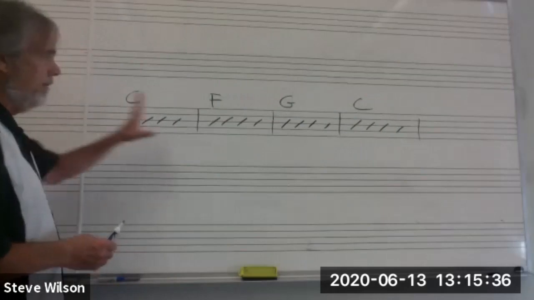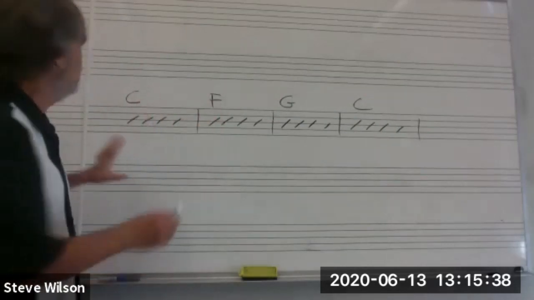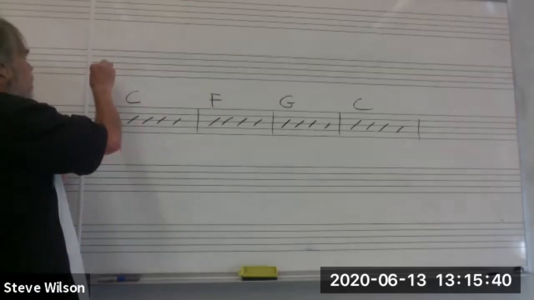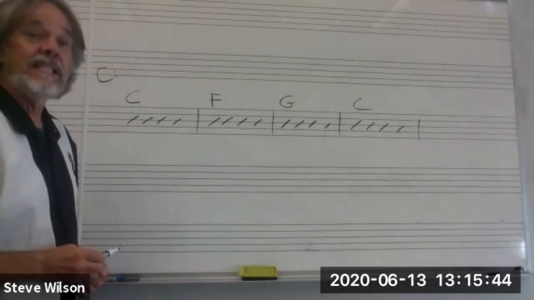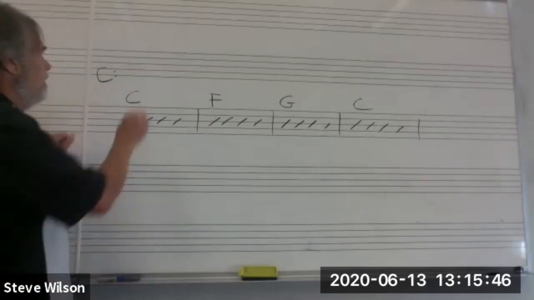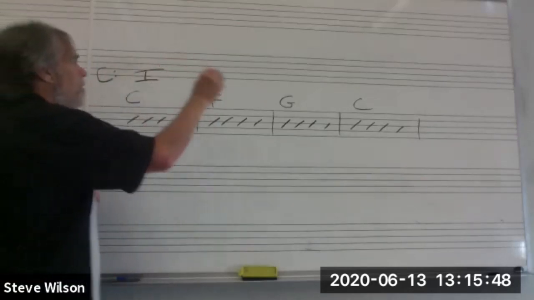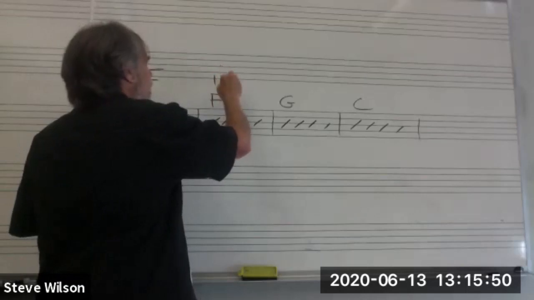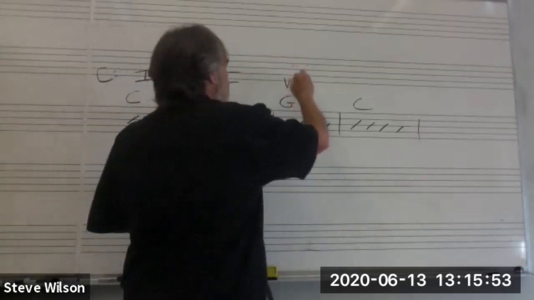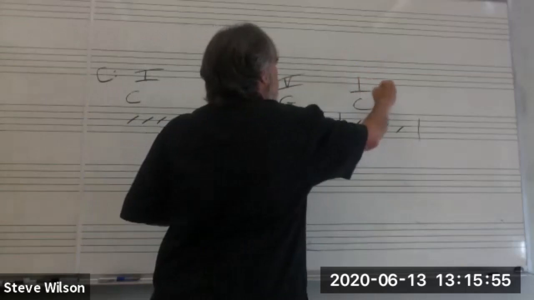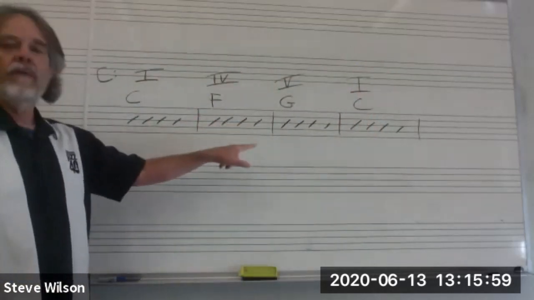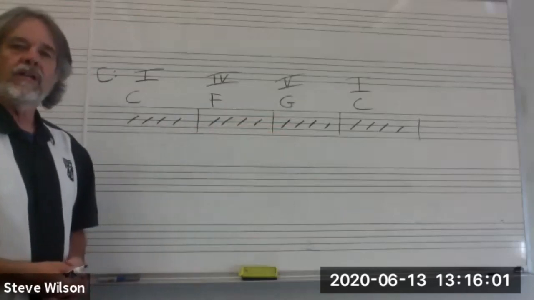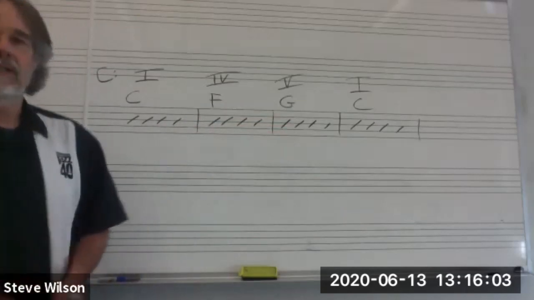Whenever you analyze a chord progression on a piece of paper, what you want to do is tell what key it's in. This is the key of C, and again, we're going to do everything in the key of C today. And you put the chord symbols or the Roman numerals above. This is a 1, 4, 5, 1 progression in the key of C. Sounds like this.